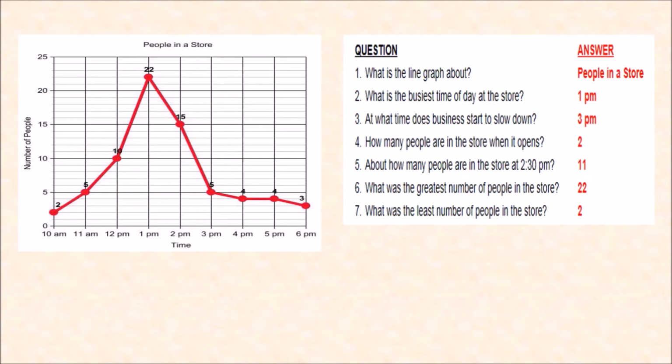About how many people are in the store at 2:30 p.m.? At 2:30 p.m., look at the point between 2 p.m. and 3 p.m., and that's where you have 11 people.